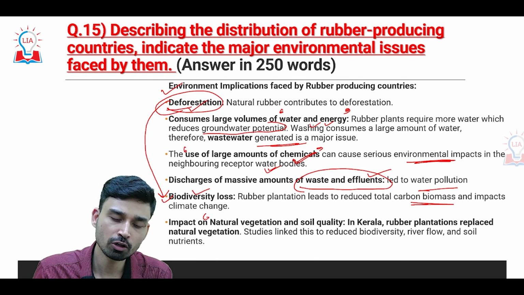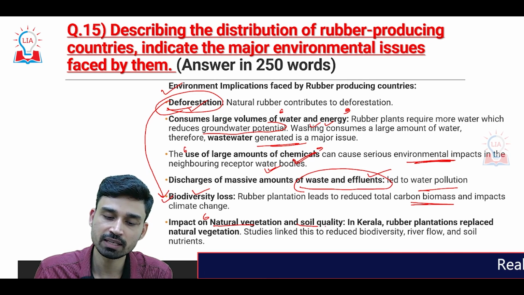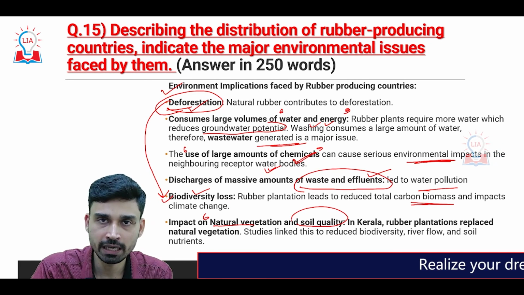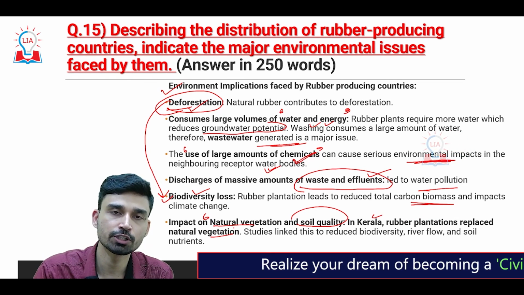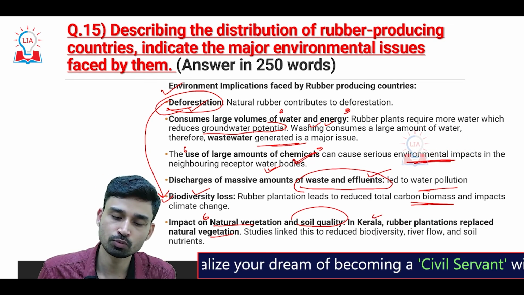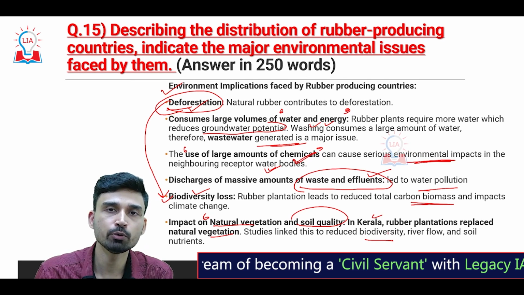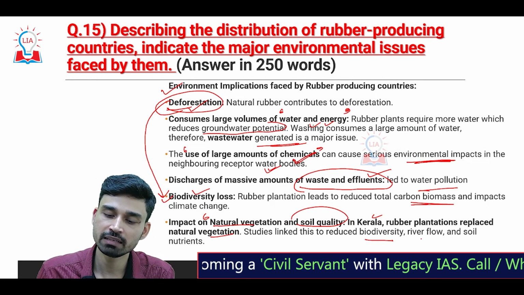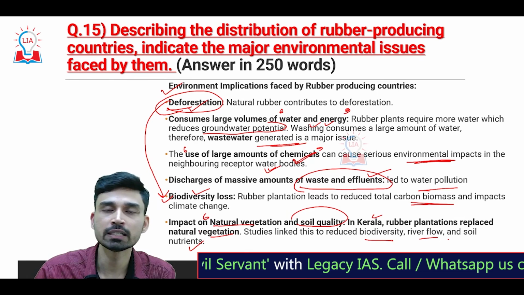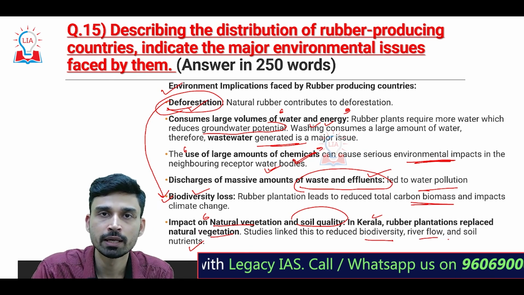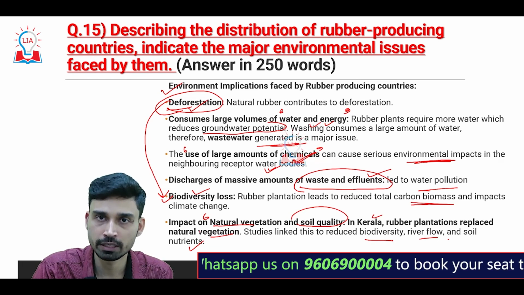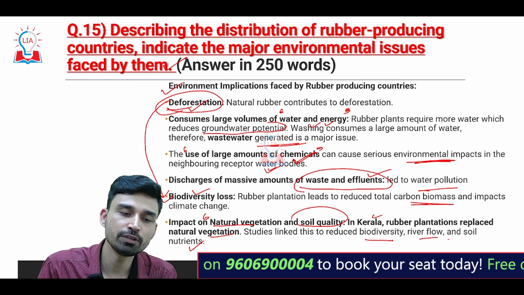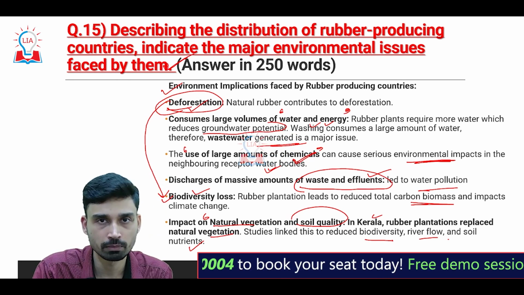Then apart from that, it also impacts the natural vegetation as well as the soil quality of the area where rubber is growing. For example, in Kerala, rubber plantations have replaced natural vegetation, and studies have shown that biodiversity has been reduced, river flow has undergone significant changes, and the soil nutrients have also undergone significant changes, which in the long term is going to affect the farming potential of that particular region. So these are overall the major environmental issues being faced by the rubber industry.